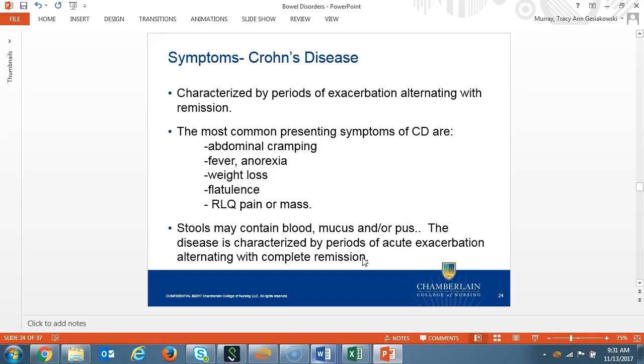Typically, Crohn's disease has a more insidious and gradual onset. Often individuals will experience intermittent symptoms long before they present for medical attention. The disease is characterized by periods of acute exacerbation alternating with complete remission.